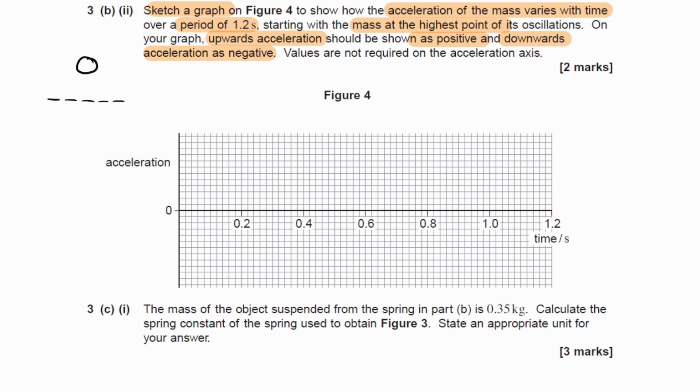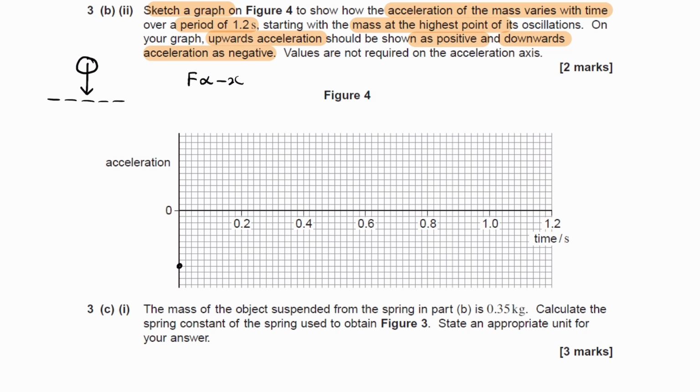For simple harmonic motion, force is proportional to minus x. So the force acts downwards towards equilibrium, and because it has the highest distance away from equilibrium, it will have the highest force, because force is proportional to displacement, and therefore it will have the highest acceleration as well, because F is equal to ma. So acceleration is a maximum value to begin with, but it is a negative value, because acceleration acts downwards. It says downwards acceleration is negative, so we have a max negative acceleration to start with.